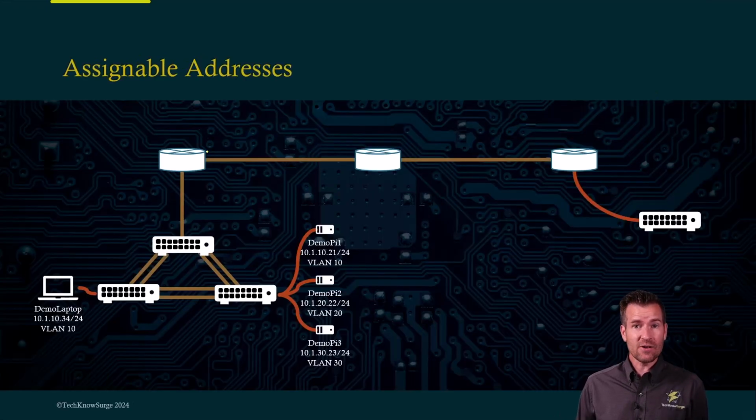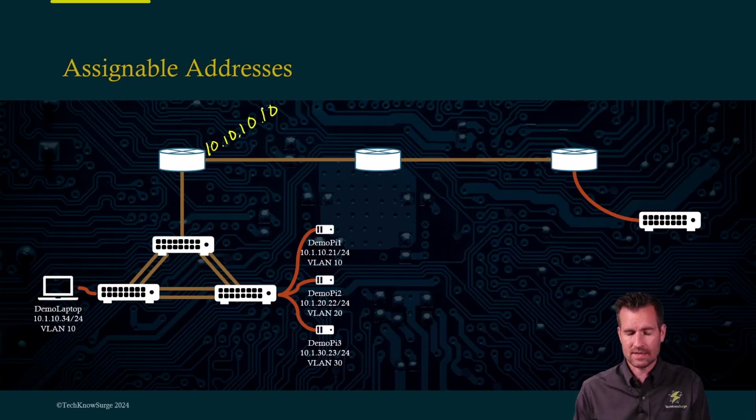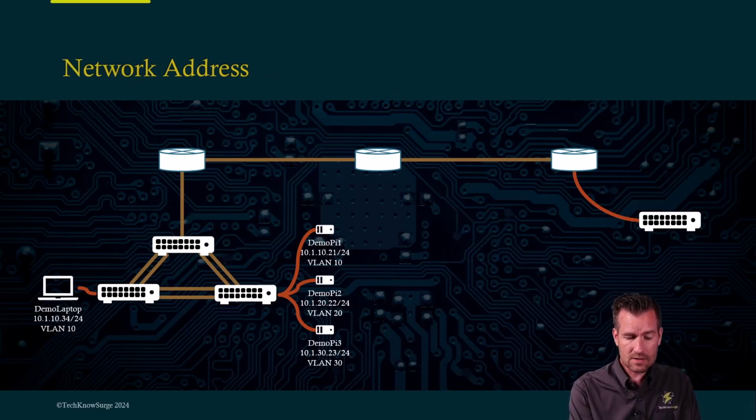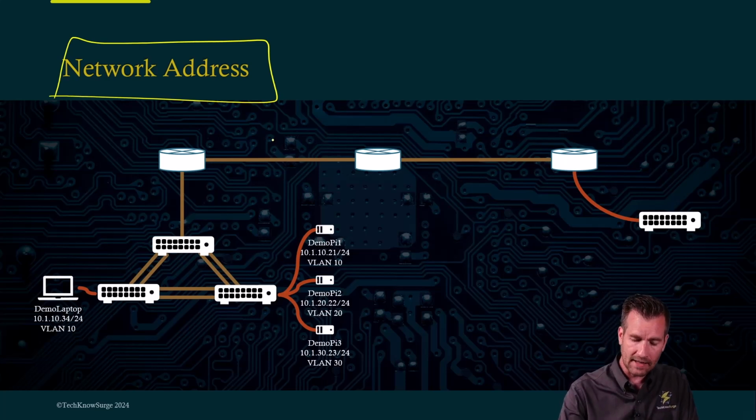So the 2 addresses that are assignable in this range would be a 10.10.10.10 that we would assign on one side, and then the 10.10.10.11 on the other side. Now, one of the questions that arises is what would be the network address for this? Well, it would still be the first address.